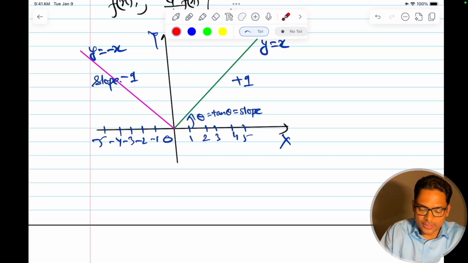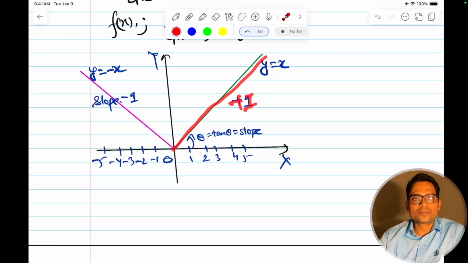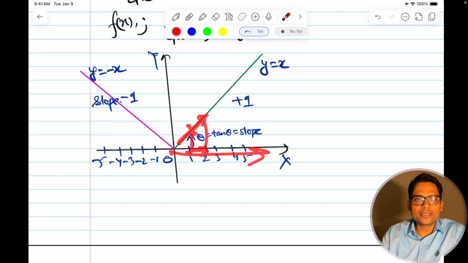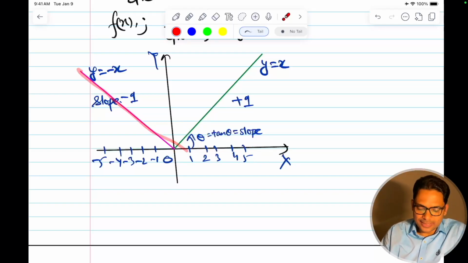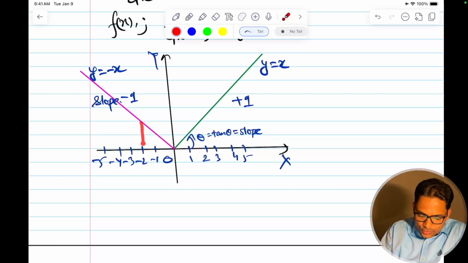I have discussed this earlier, so I'll just discuss it again. Why is this slope positive, plus 1? Say you go from 1 to 2. If x is increasing, y is also increasing here. y will also be 1, y will also be 2. So if you go towards the right, y is also increasing. But for this line, why is the slope negative? Because if I'm going towards the right, my x is increasing. If I go from minus 2 to minus 1, at minus 2 my y was 2, at minus 1 my y is 1.